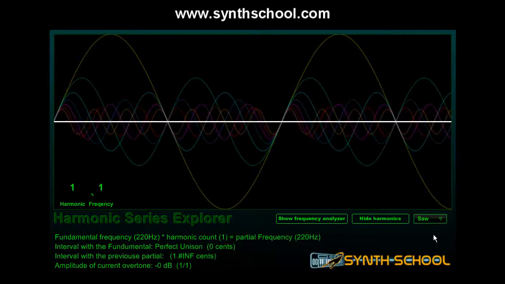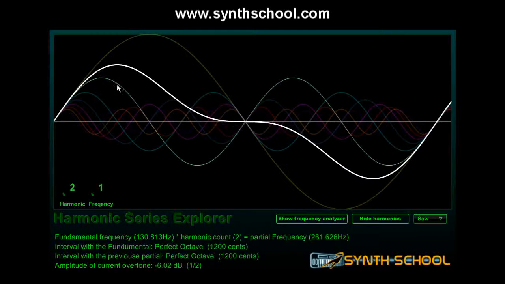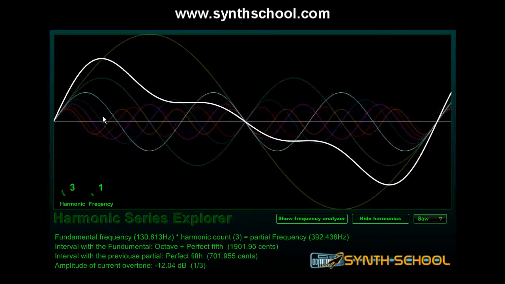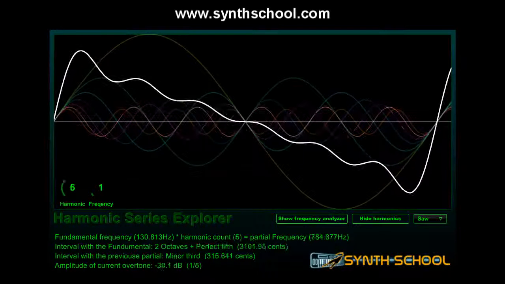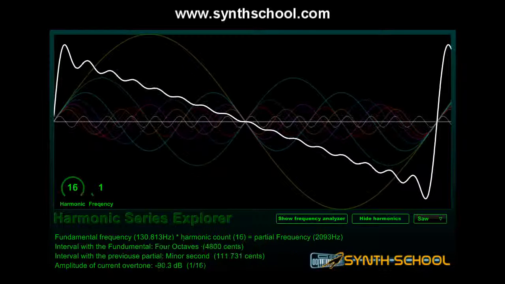The recipe for making a classic saw oscillator is having each overtone's amplitude divided by its harmonic number. So for instance, the first overtone would be on maximum volume, the second one would be half the volume, the third one would be a third of the volume, you can see it here also, and so on. So theoretically, a saw wave should have infinite overtones.